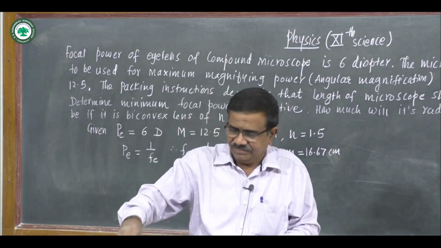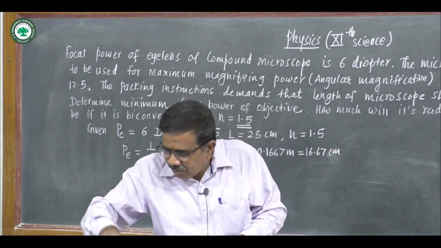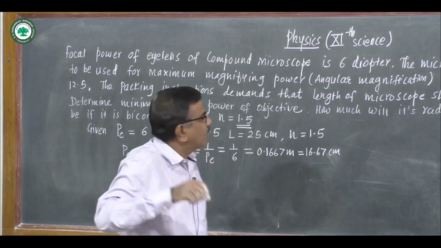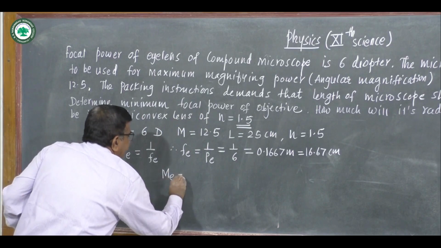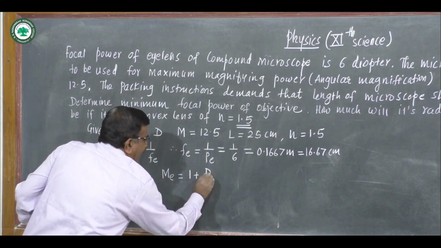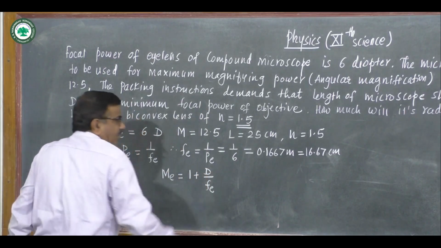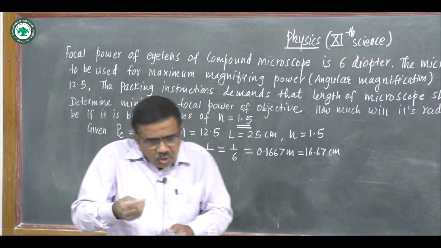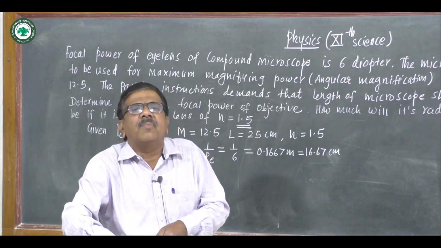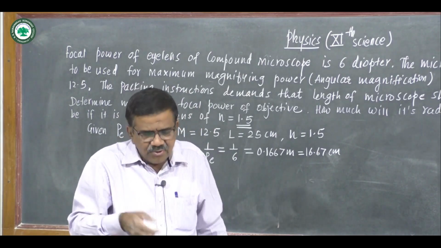16.67 centimeter. Now the magnifying power of the eyepiece, we know ME, is 1 plus D upon FE. But we know the distance of distinct vision for a normal human eye is 25 centimeter.